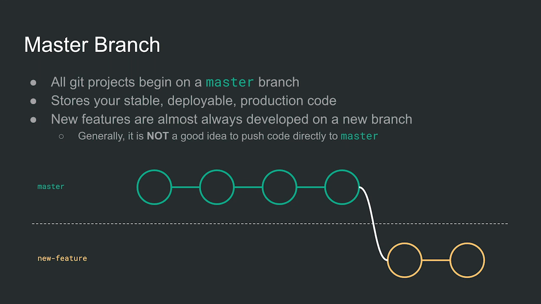Our master branch is arguably the most important branch in our project. All Git projects begin on a master branch, and a good way to think about this is it will store your stable, deployable production code. New features are almost always developed on a different branch than master, and it's generally not a good idea to push code directly to your master branch.